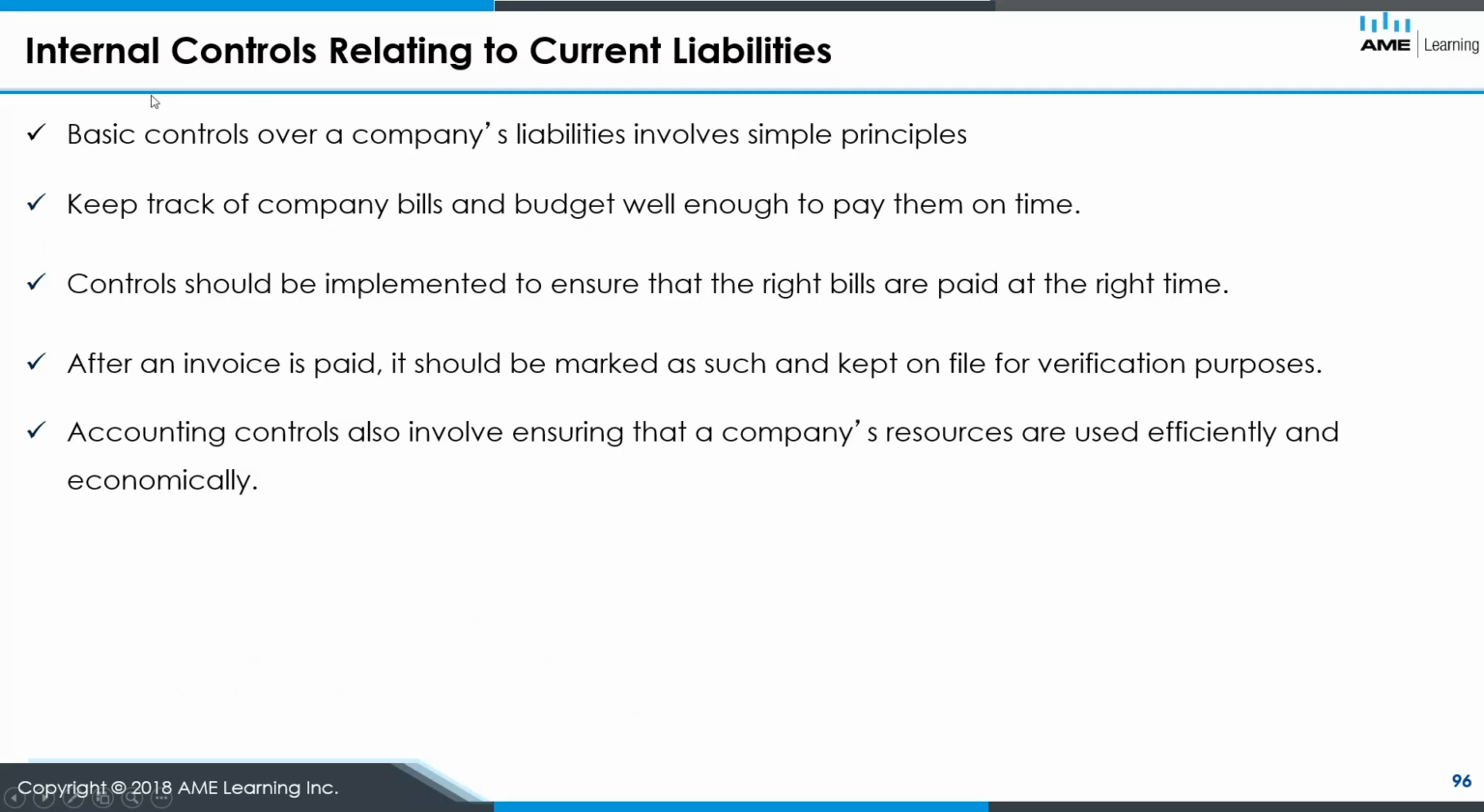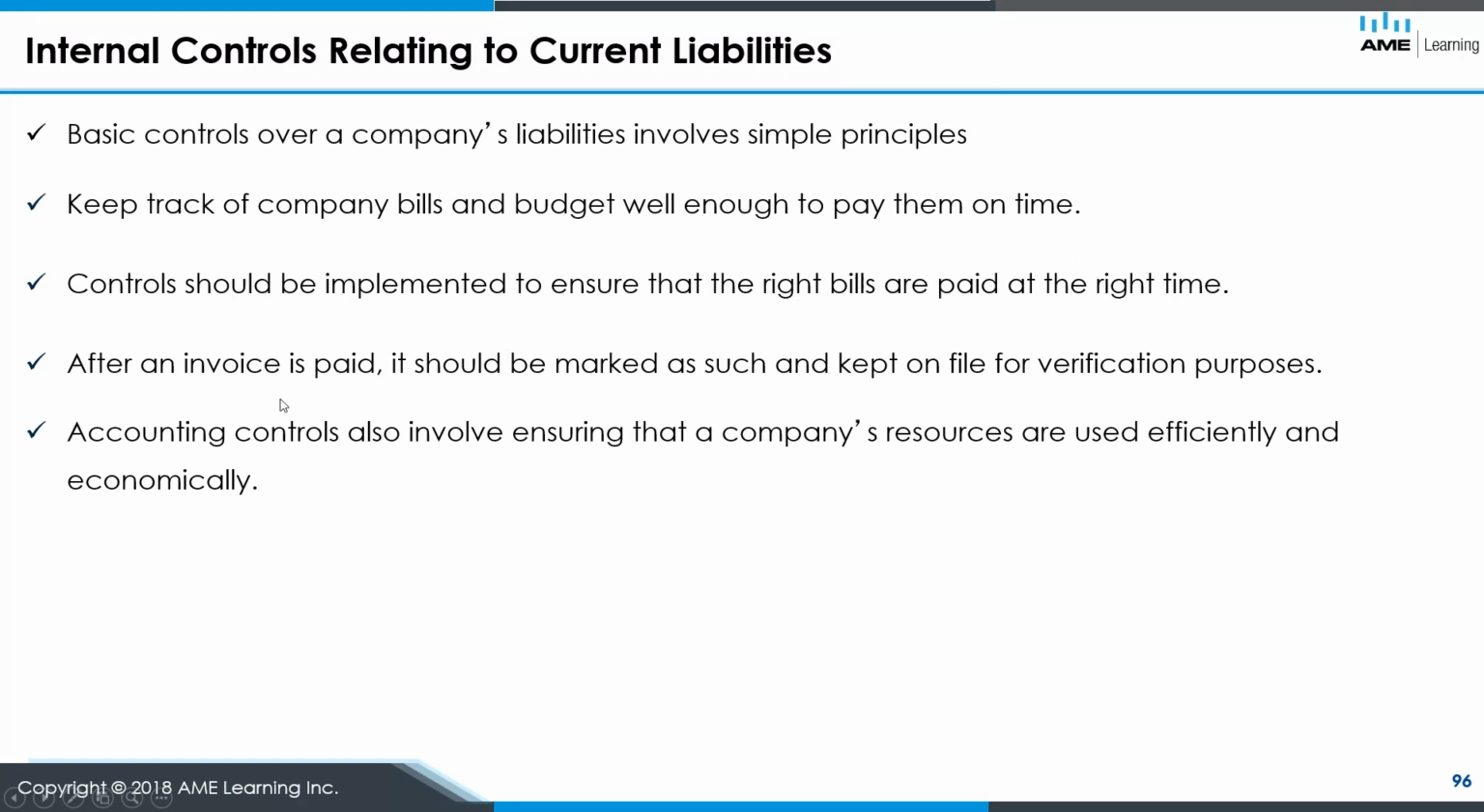Okay, let's kind of wrap up here as we get to the end with internal controls relating to current liabilities. And these controls follow standard protocol when it comes to things like accounts payable, notes payable. Keeping track of the company's bills and budget is important. You can compare a budget to actual for a given month to make sure that you're not missing any invoices or bills that you expected. If your budget is way different than your actual expenses incurred and liabilities, that might be a red flag that something has either gone wrong or your budget is missing some information.